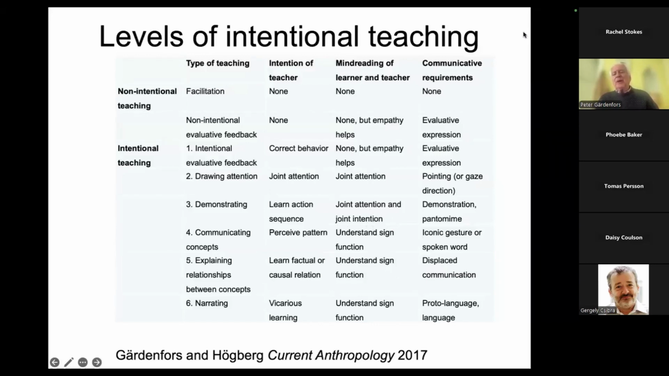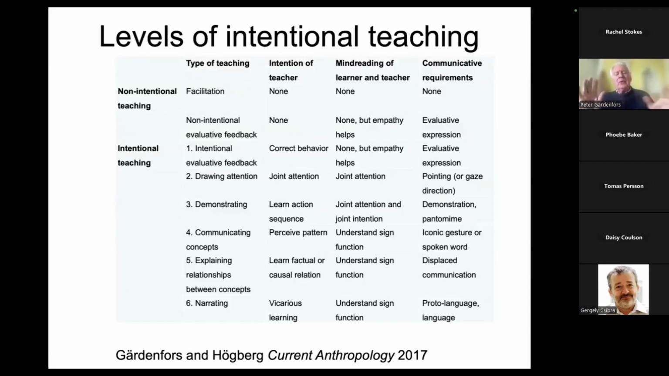And the most interesting is perhaps the communicative requirements. You signal whether you're positive or negative to things, even in the early levels. But then you get more advanced stuff. Pointing is very rare in other animals, and I'll talk more about demonstration in pantomime. And then we get up to displaced communication. That means talking about things that are not here and now. And of course, for narrating, you need a language or some form of more advanced communication. So this is the background.